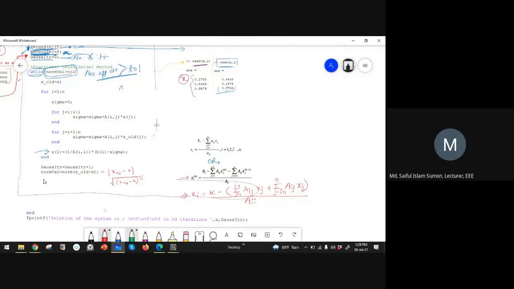For this loop, the computer will start from here and end here. The loop is very big, but the main thing is only in this line. If you see this one, xi is equal to bi minus, xi, let me clear it. I'm almost done, only 5 minutes.